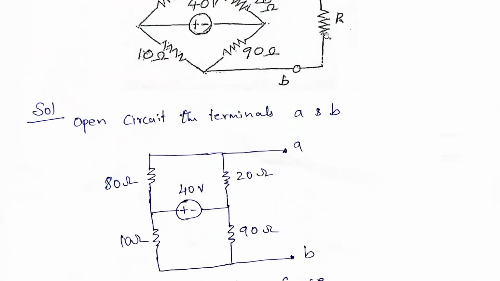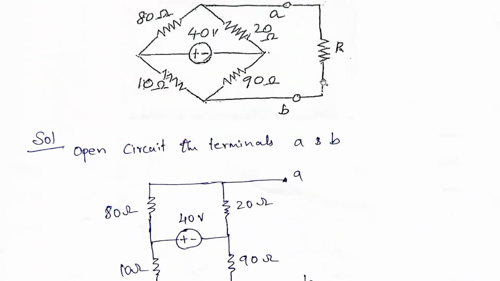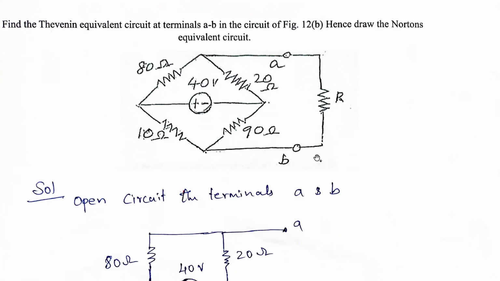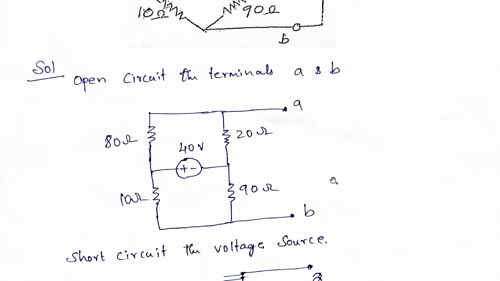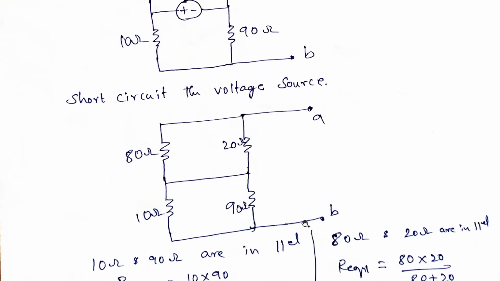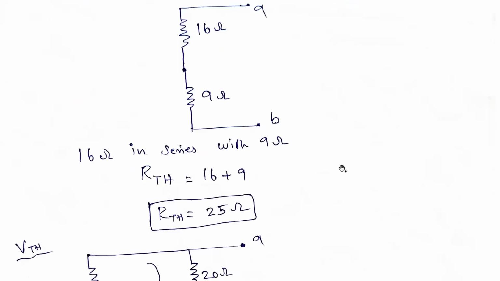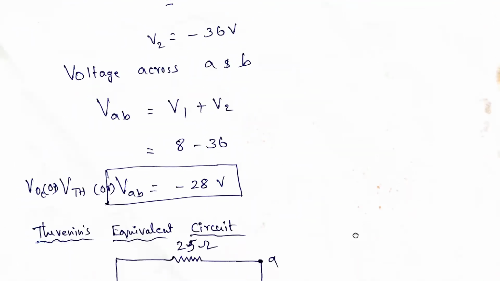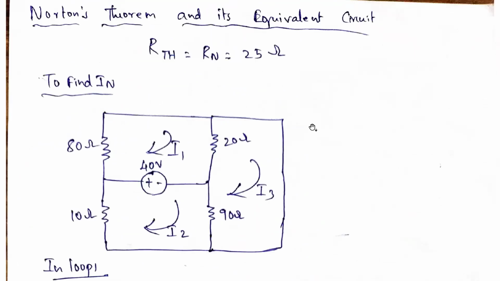So two questions are given. First one is Thevenin's equivalent circuit. The second one is Norton's equivalent circuit. So Norton's equivalent circuit also we need to draw. So next part is to draw the Norton's equivalent circuit. Thevenin's we drew. Norton's theorem and its equivalent circuit we need to draw.